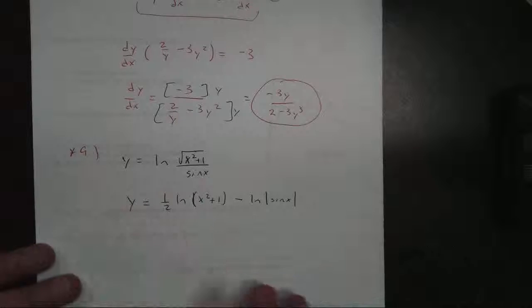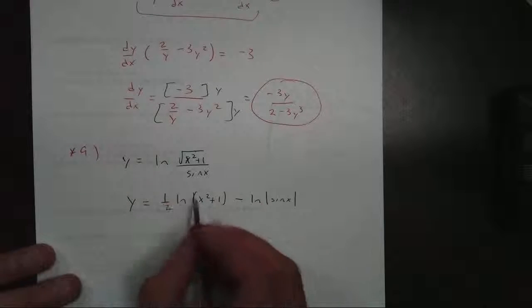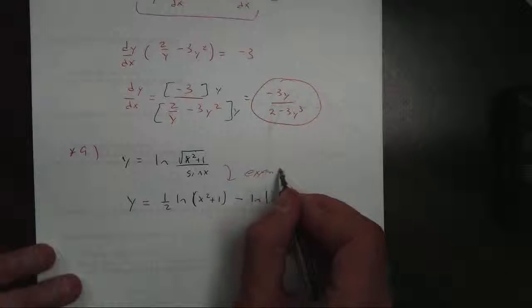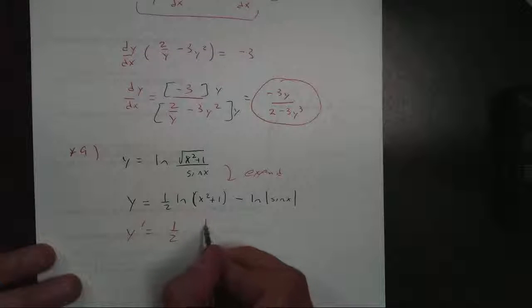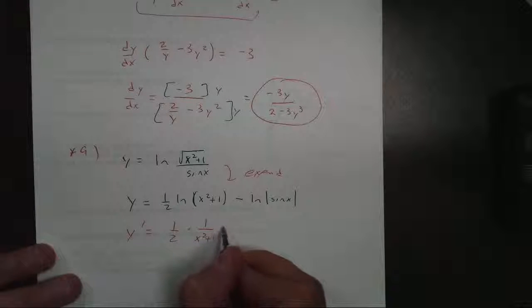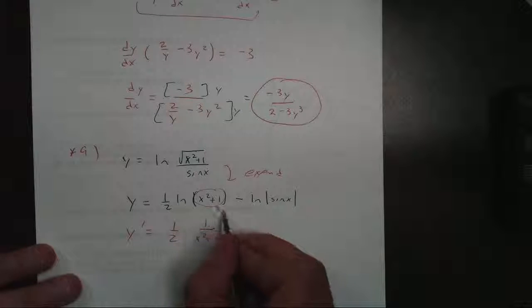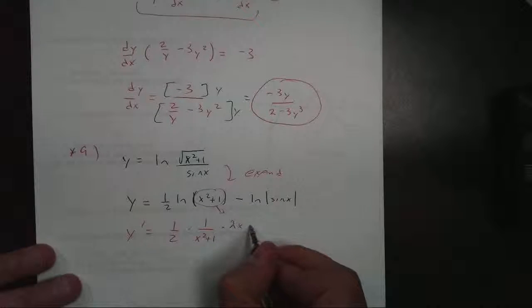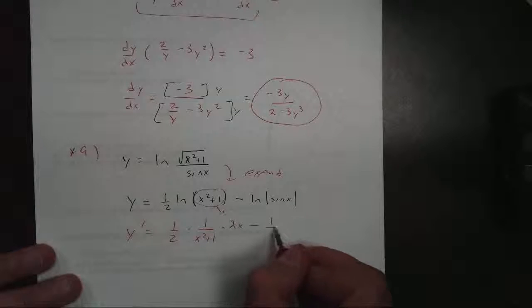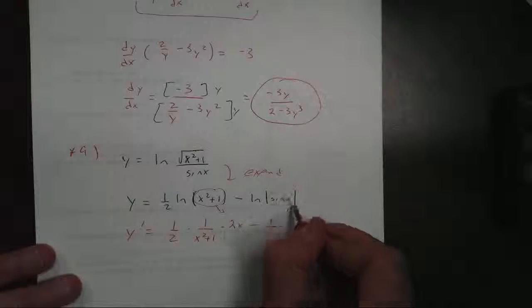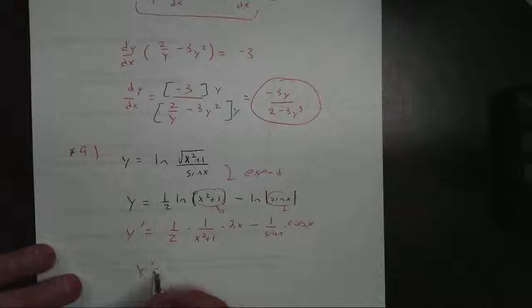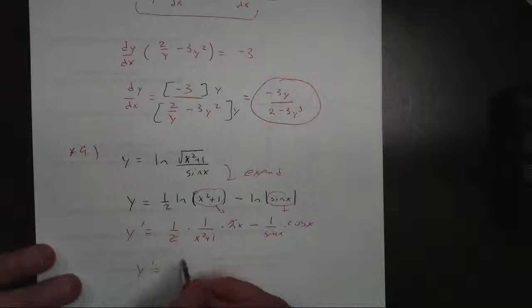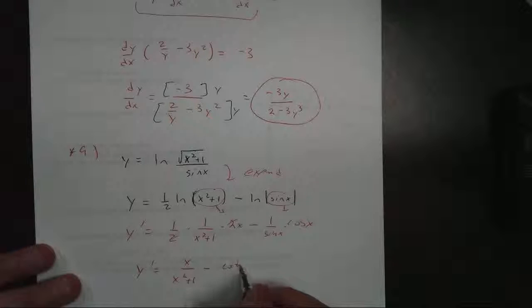So now I'm ready to take the derivative. By expanding it, it's going to make the derivative much easier to take. This becomes 1 over 2 times 1 over x squared plus 1 times chain rule, don't forget your chain rule, 2x minus, over here, I get 1 over the sine of x, don't forget chain rule, the derivative of sine is cosine of x. And I can simplify this a little bit. The 2's will cancel, and I get x over x squared plus 1 minus, that's just the cotangent of x.